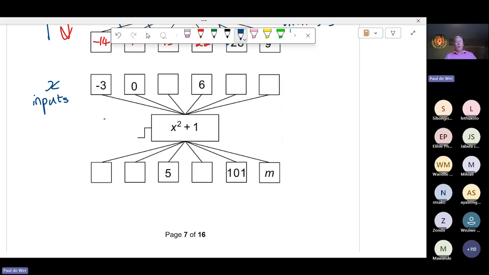What will come out if we put -3 in? I'm seeing some right answers and some wrong answers. Nonhlanhla, you're correct. Melissa, you're correct. Unfortunately, Skumbuzo, you're not correct. When we square -3, that means -3 times -3. Some of you are getting a negative answer there, that's not right. -3 times -3 is 9. And then add 1. The correct answer here is 10.